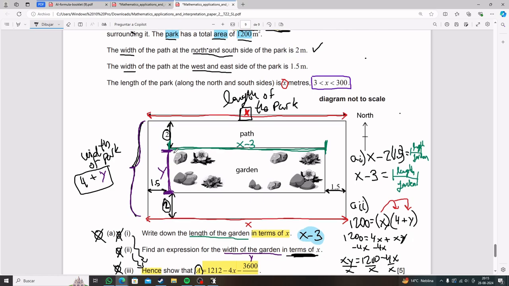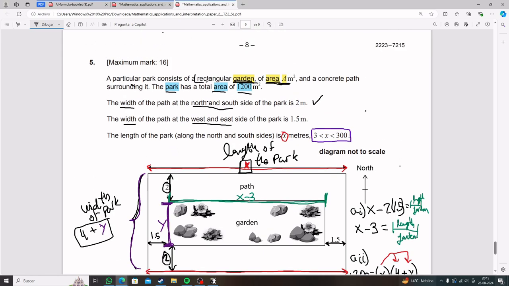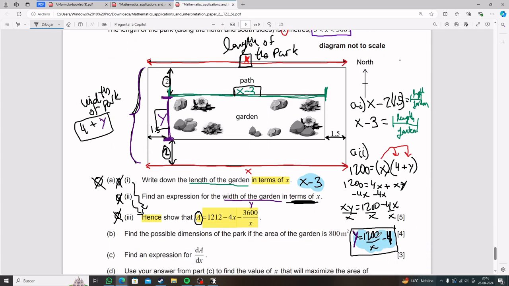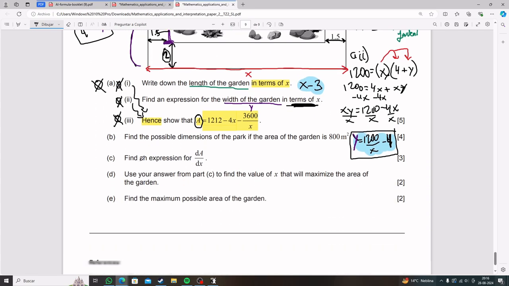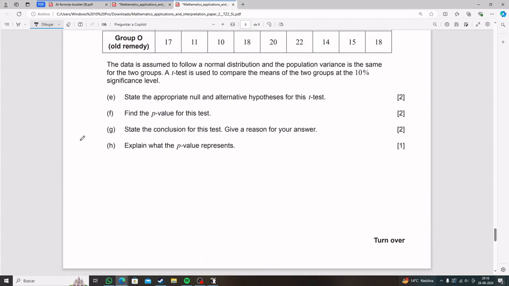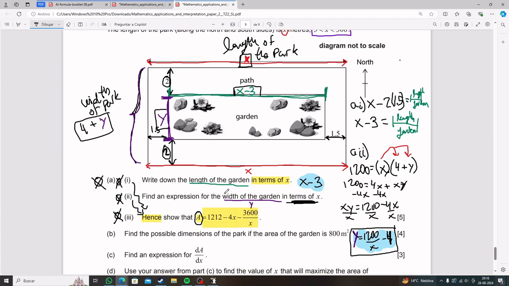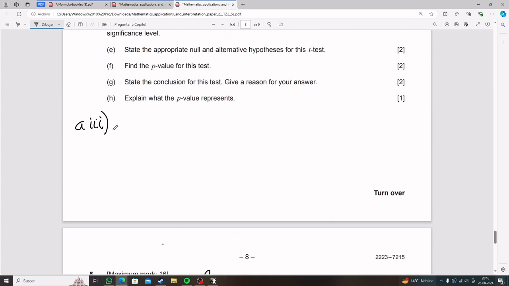And so the garden is indeed a rectangle. And so for a rectangle, you just do length times width. This is pretty much common knowledge at this point. And so the length times width of the garden, as you see here, is the line in green, x minus 3, and the line in purple, y. Now you know that y is this, right? So technically for part A triple I, it says show that big A equals this, right? So really you just have to calculate big A yourself.